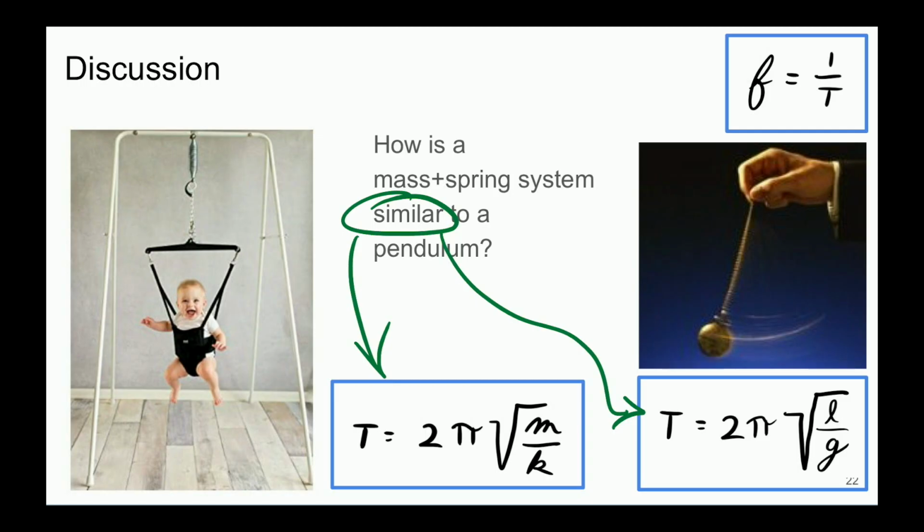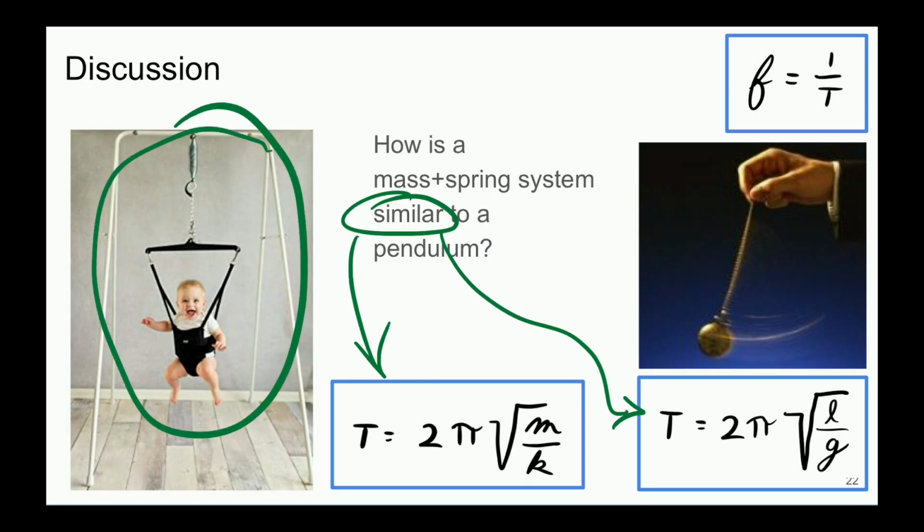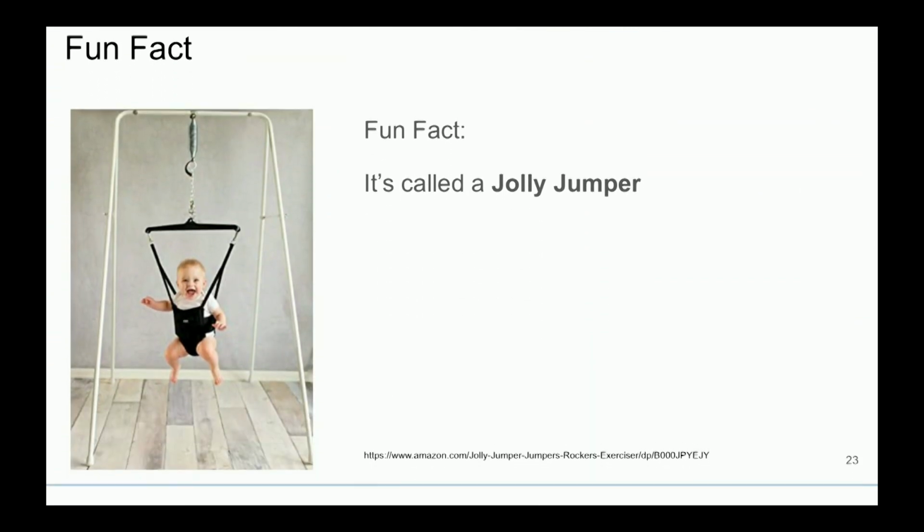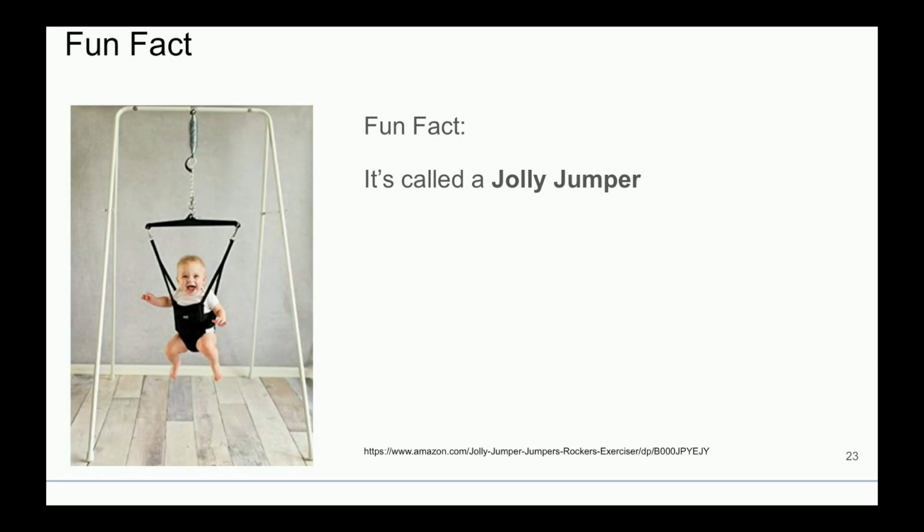I point out here just the similar form of the two equations for a pendulum and a mass on a spring. I find that interesting. I also find this toy pretty interesting. I wish they made them for adults, but they don't. And for the curious, it's called a jolly jumper. I want a jolly jumper, but I can't get one that I know of.